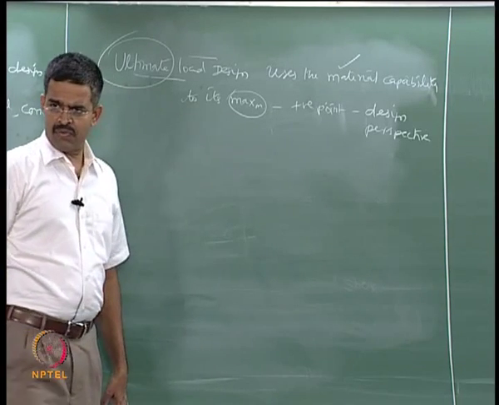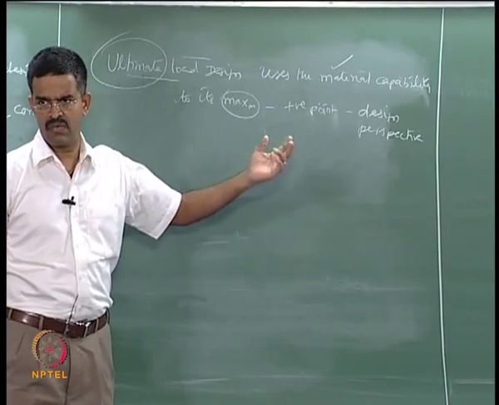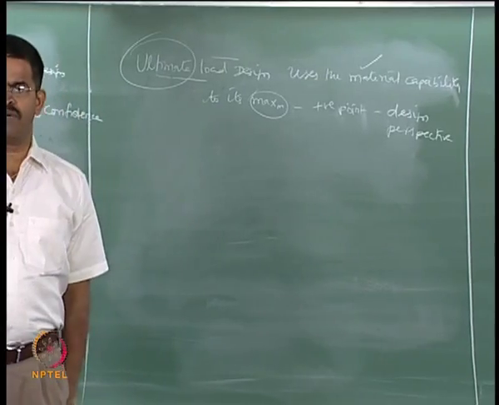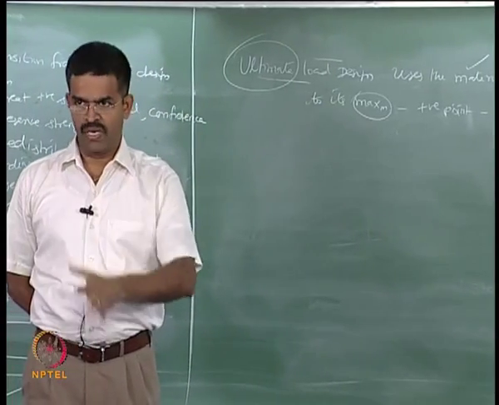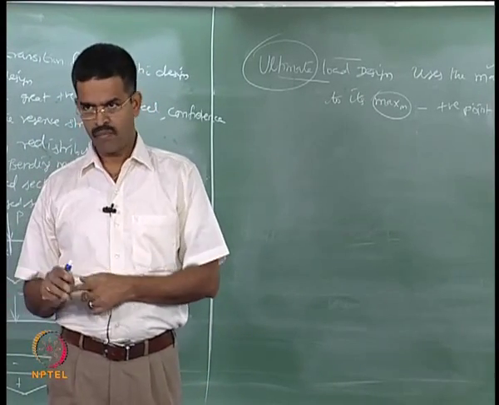Once we understand that we are enabling a failure, the design enables a failure, is it not, because we are taking the load to that level beyond which the material or the section or the structure will fail. It means we are instigating the structure to fail. Is it clear?